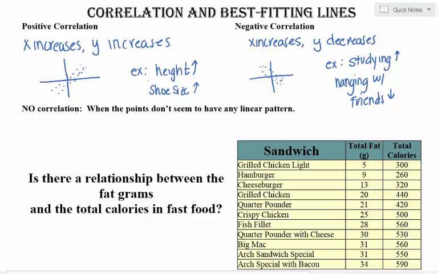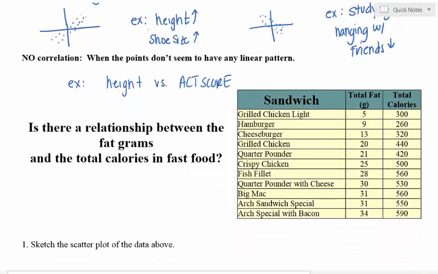There is such a thing as no correlation, when the points don't seem to have any linear pattern. For example, if you were to compare height versus ACT score, you would find that they don't relate. However tall you are has nothing to do with your ACT score. So that would have no correlation.